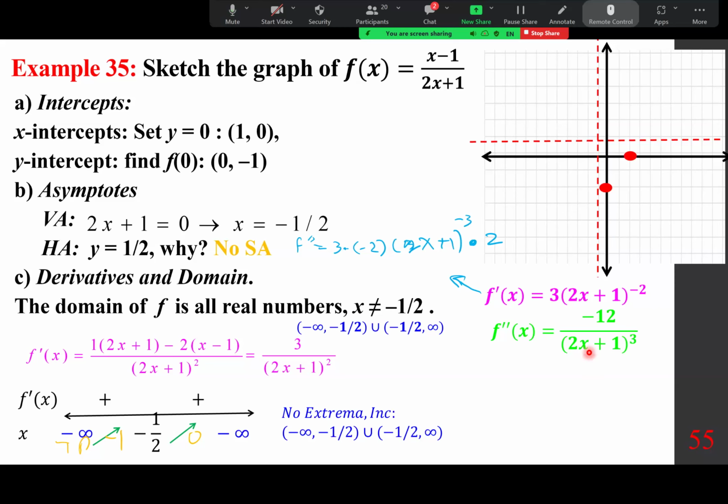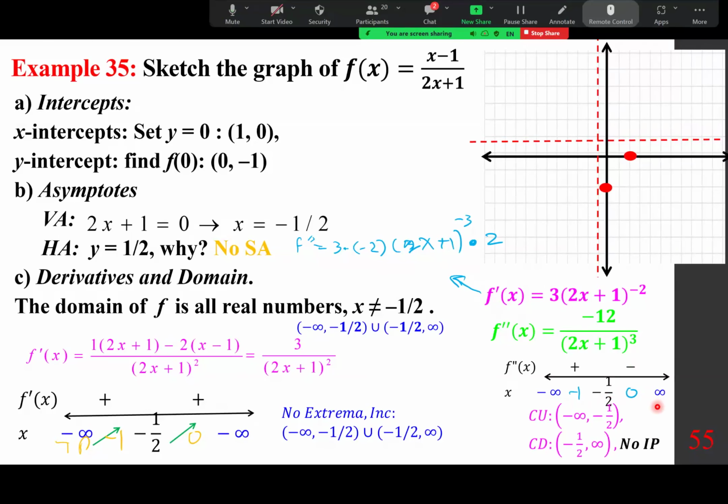And if we go with the sign graph, to the left of -1/2, let's pick the test points: over here -1, over here 0. If you plug in -1, this becomes negative cubed, negative, and negative over negative is positive. If you put 0, this becomes what? Negative over positive is negative. So that means f double prime is positive from -infinity to -1/2, concave up. Over here, from -1/2 to infinity, f double prime is negative, it's concave down.